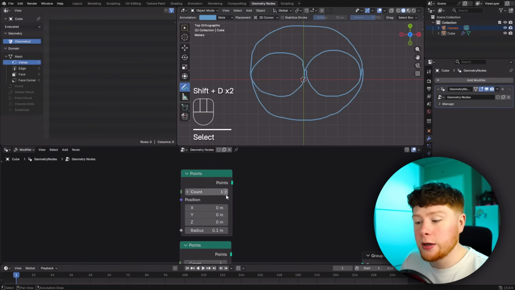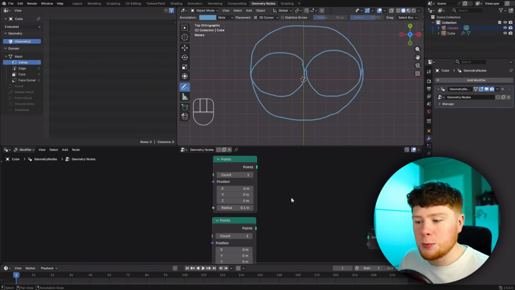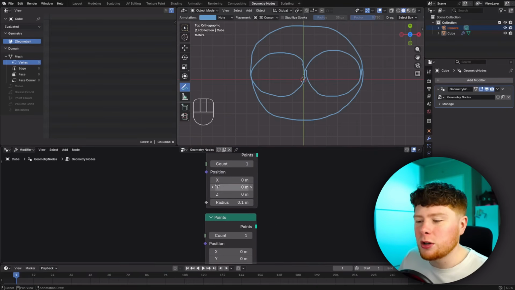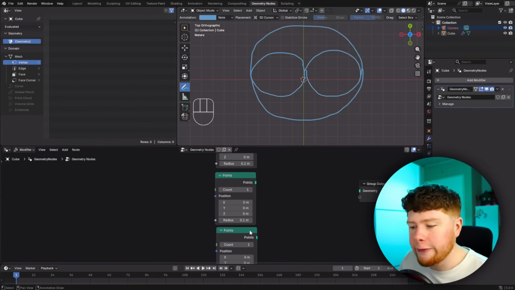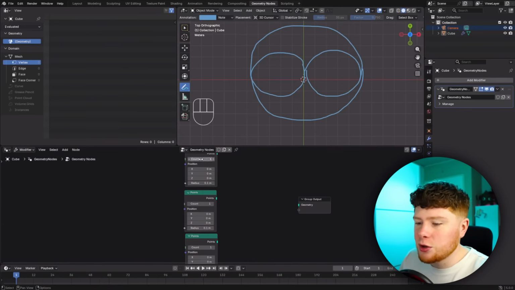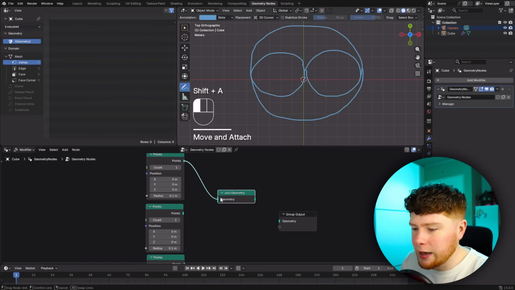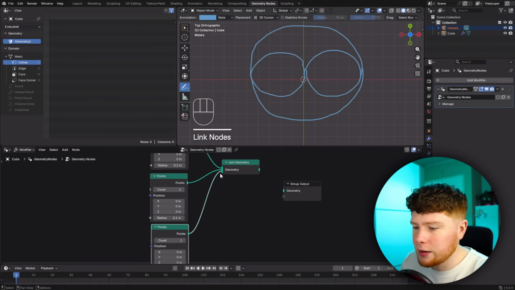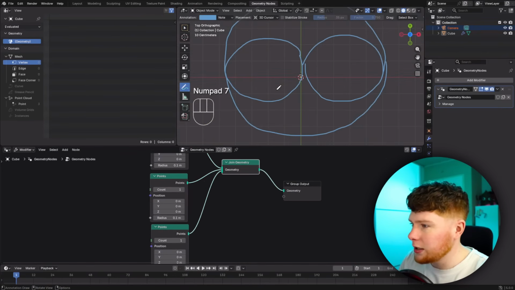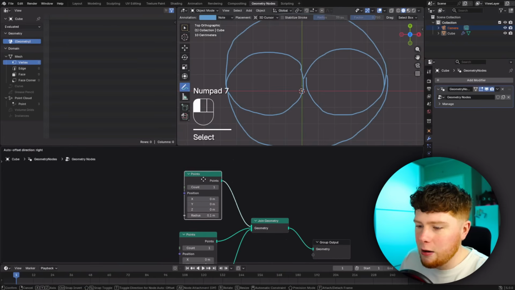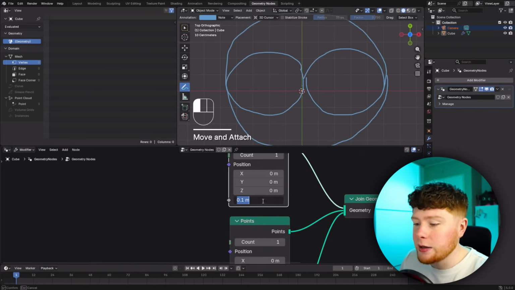The reason why we don't just put the count to 3 over here is because I want to have specific control over the position and the radius of each point that we're adding in. So let's join these points together with a join geometry node. Let's connect them all like so. And the first thing that I want to do is change the radius of the bigger point. This radius should become 2.